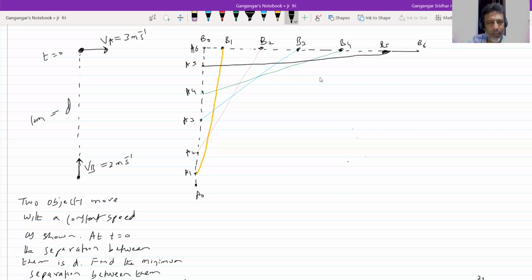Okay, now what is the method? What we do is go for an alternative like this. I'll describe the motion of B with respect to A. So this will be V_BA, the velocity of B with respect to A.